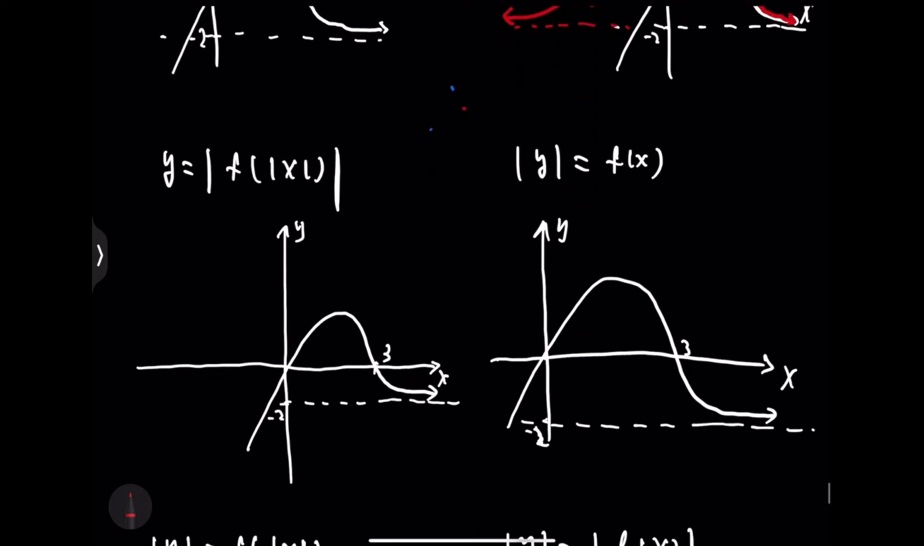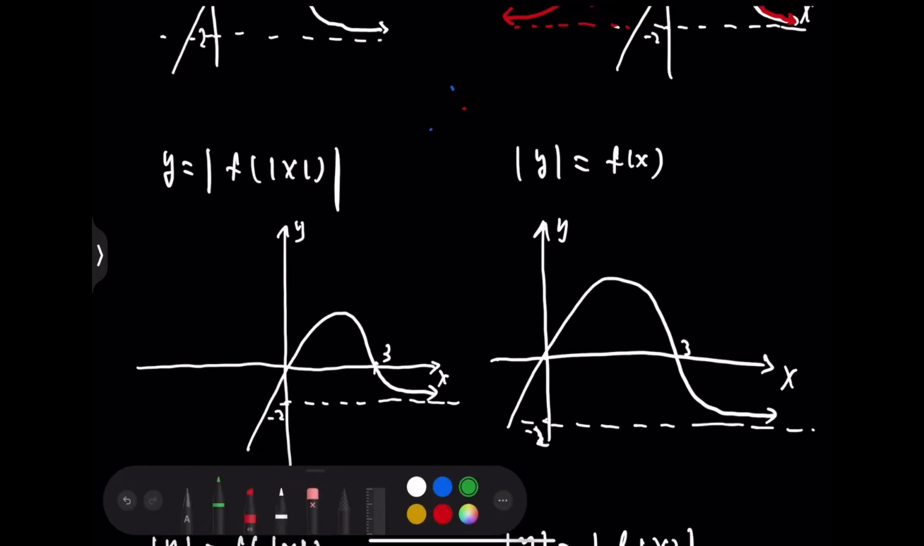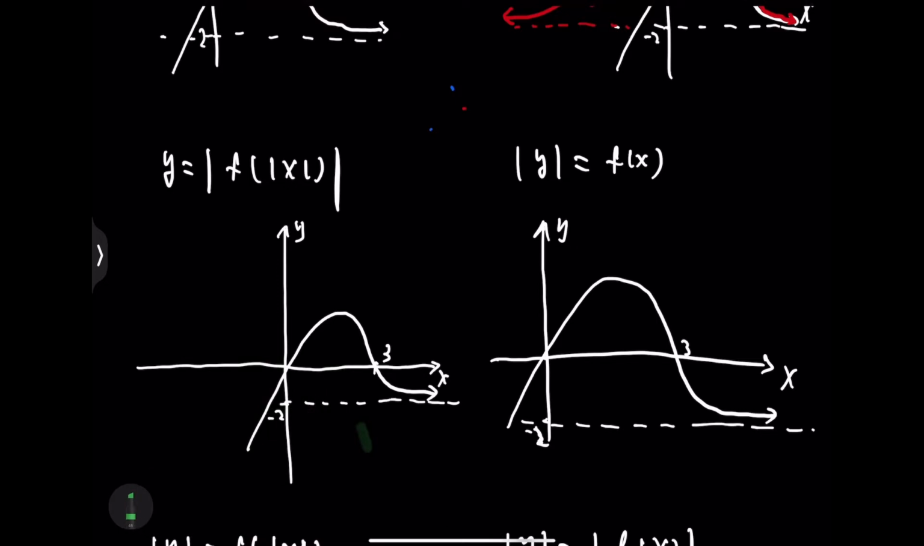What if we have both x absolute valued and f(x) absolute valued? Maybe I'll use green for this one. So what do we do? We do both. The first one makes the negative y positive, so everything below the x-axis goes above the axis. Second, we keep the right-hand side curve and remove the left-hand side, flipping the right-hand side curve to the left-hand side. So we're going to do both.